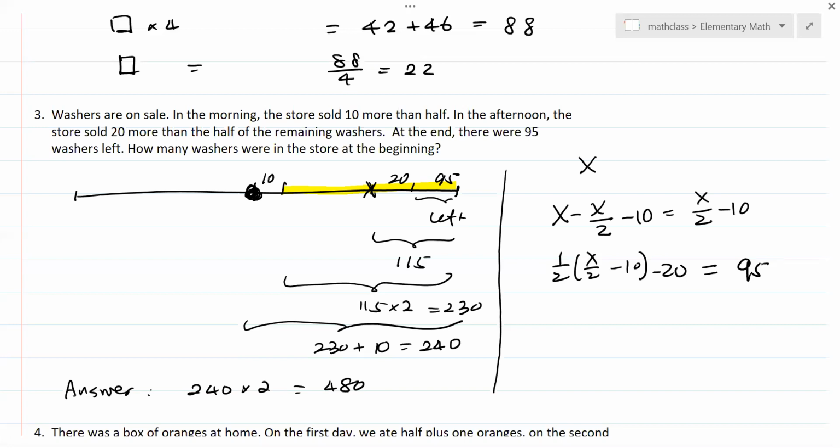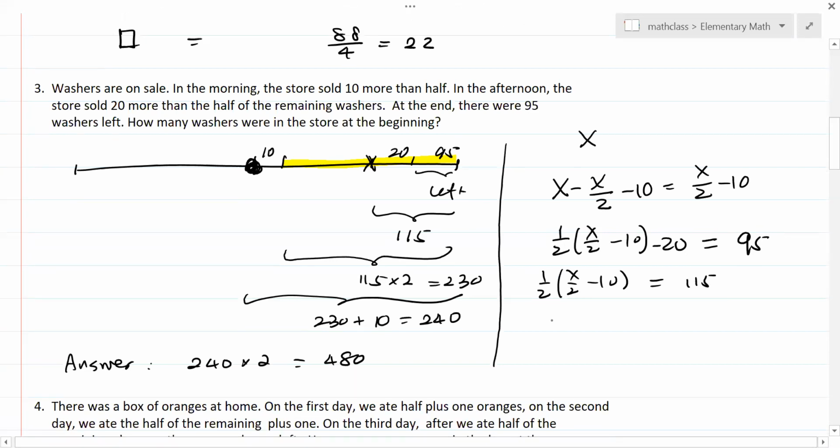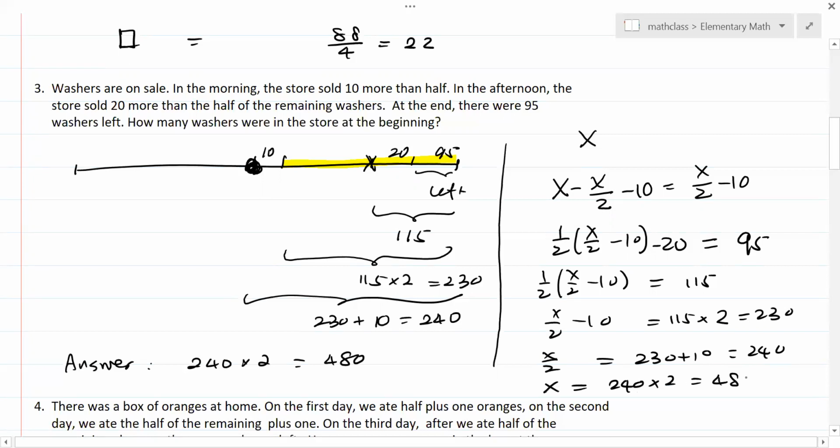And then from here, first of all, this number should be equal to 115. Then you multiply both sides by 2. So that's 115 times 2, and that is going to be 230. Then you add 10 to both sides, you get 240. Then x should be 240 times 2, 480.